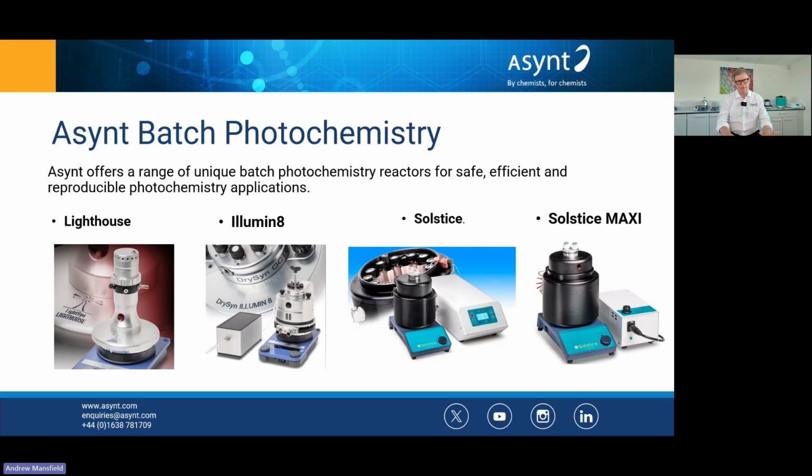But you can see under the batch photochemistry range, we have our lighthouse, which is a single or a free position photochemistry reactor system.